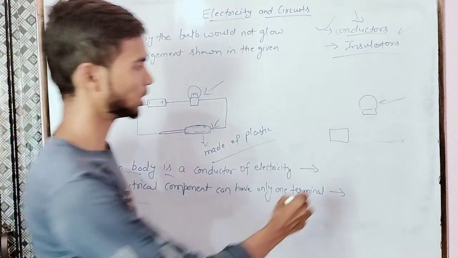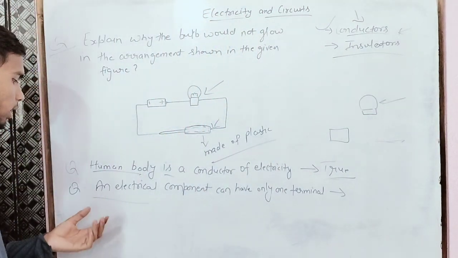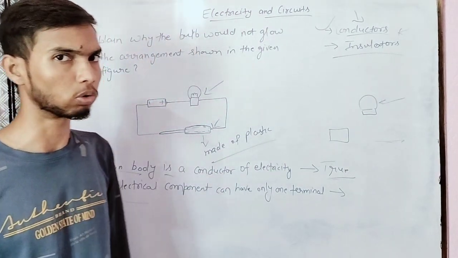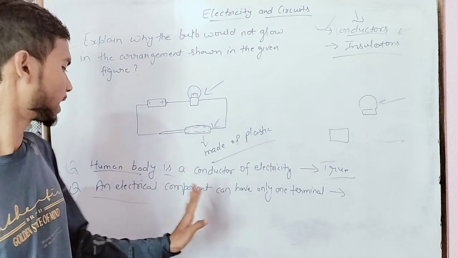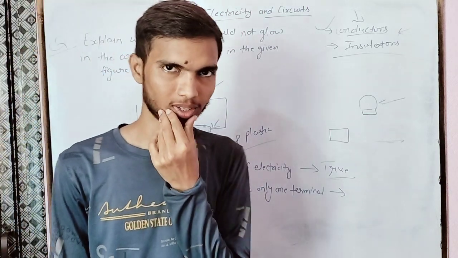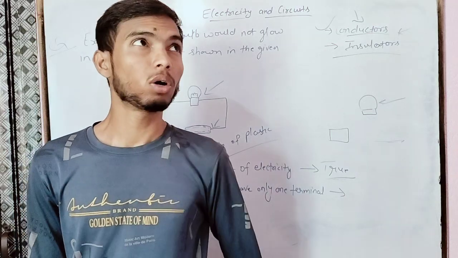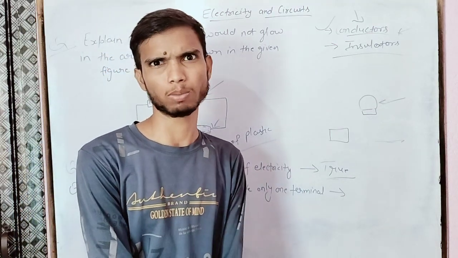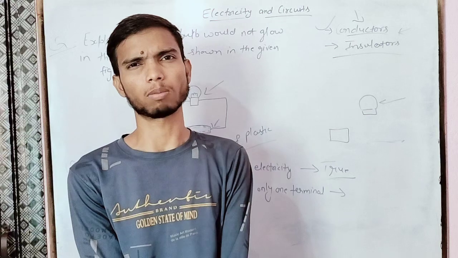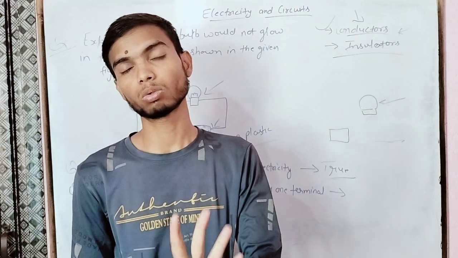Now here we would say yes, this is true. We are a conductor of electricity. And any kind of electric component you take, it is saying an electric component can have only one terminal. So is this statement correct or not? When it comes to terminals, we are aware that there should be two terminals, not more than two, not less than two. Only two terminals.